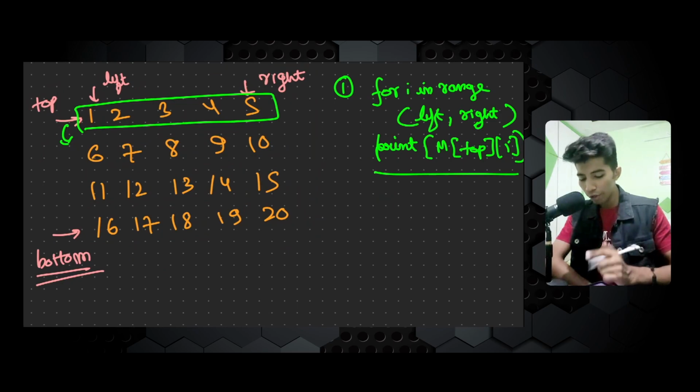So why are we doing it? Because the next time when we want to run it, my top will not be here, it will be here. So what I will do is just decrement the top right now. Okay. Now what do I have to do?